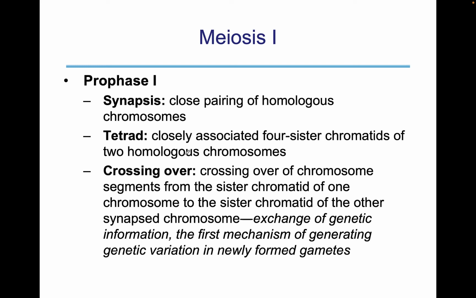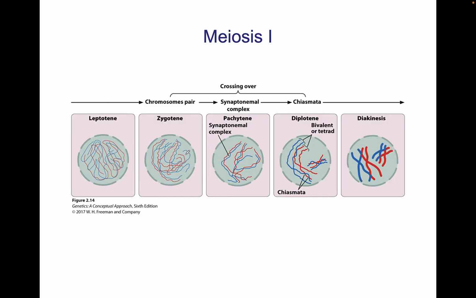And then we have crossing over, as you've heard me mention: the crossing over of chromosome segments from the sister chromatid of one chromosome to the sister chromatid of the other synapsed chromosome. Another way of saying that is that it is crossing over, the physical exchange of genetic information, that helps generate genetic variation. And it is essential for the proper alignment and separation of the homologous chromosomes. Each location where the 2 chromosomes cross is what we call the chiasma. So let's look at the substages, which are significant for crossing over. This is how crossing over occurs.